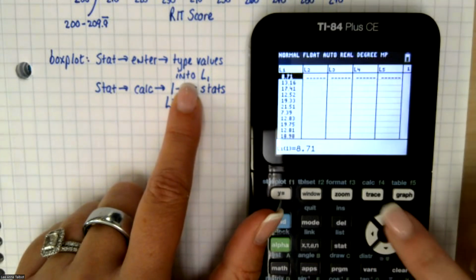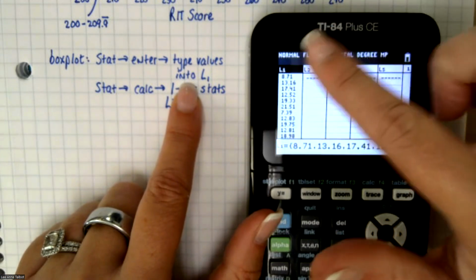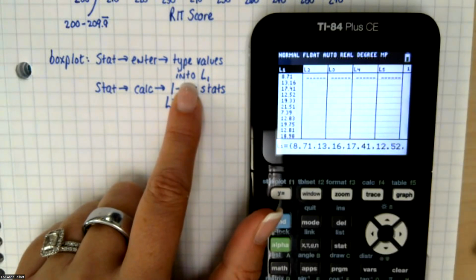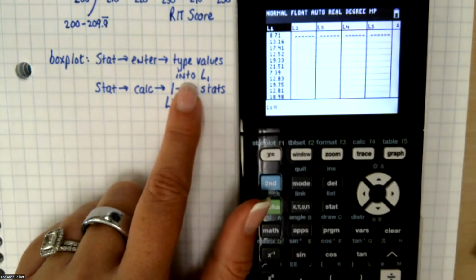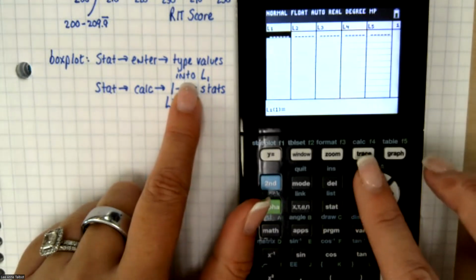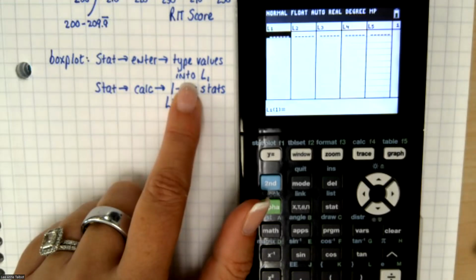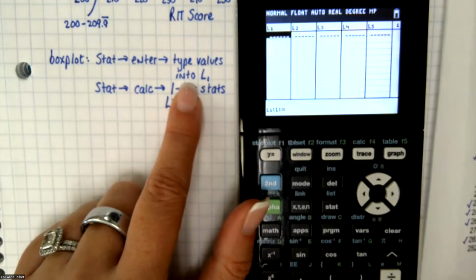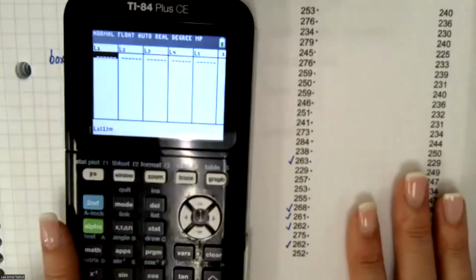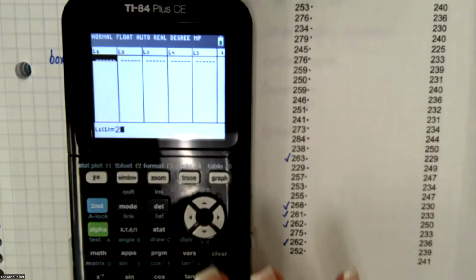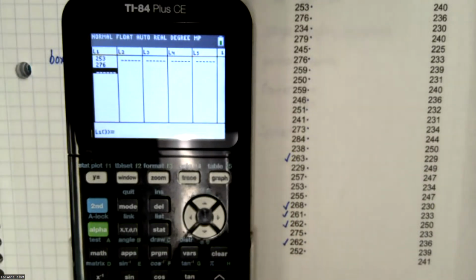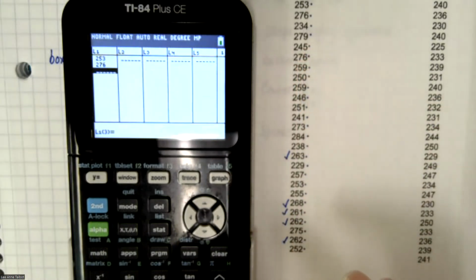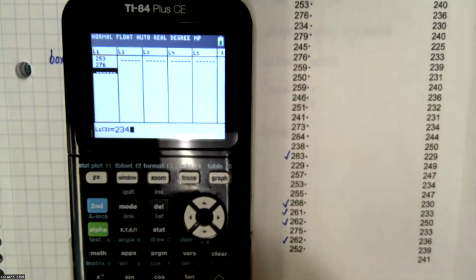What I'm going to do is take the arrow keys. I'm going to scroll up to the top where it says L1. So L1 is highlighted. And then I'm going to hit clear, enter. So scroll up to the top, clear, enter if there's anything in there. Okay, so now I'm going to get out my numbers and we have to be really careful. 253, enter. 276, enter. Okay, now I'm going to shut up. Go slow, careful.